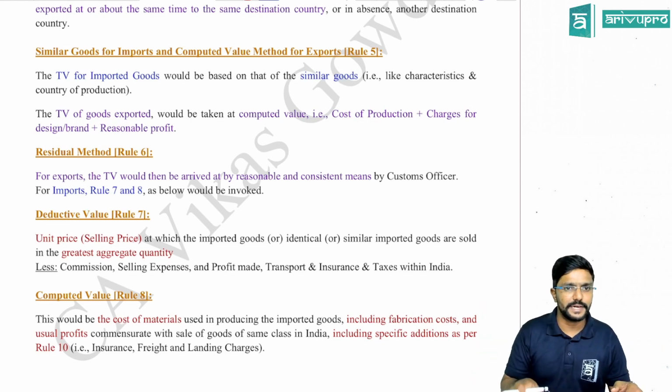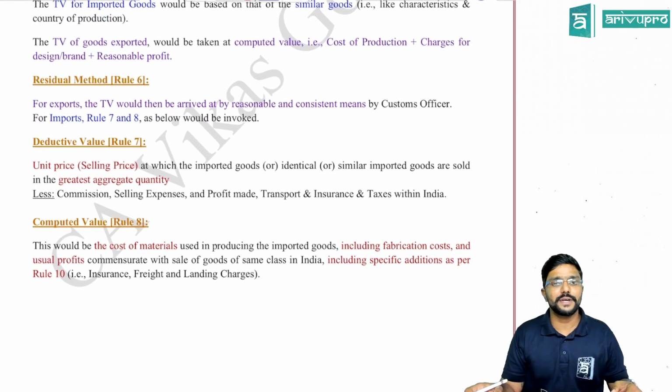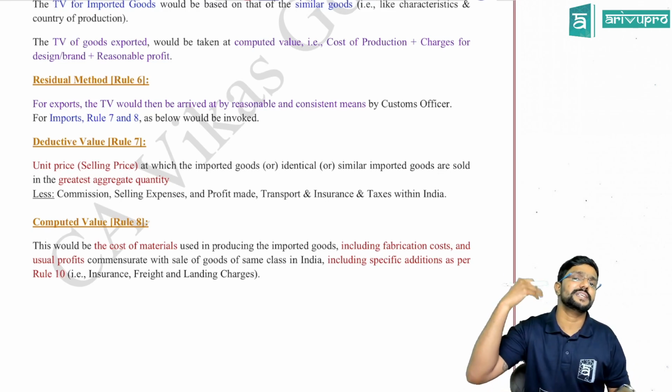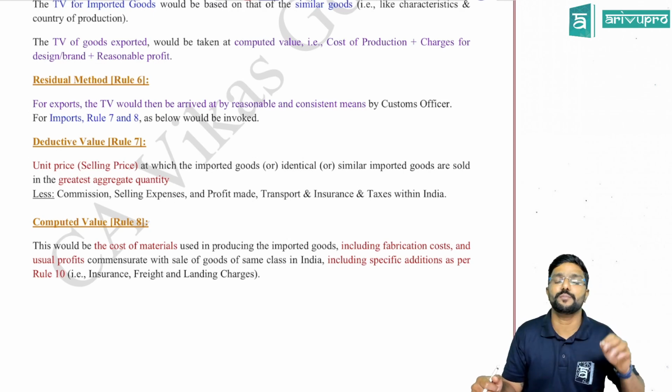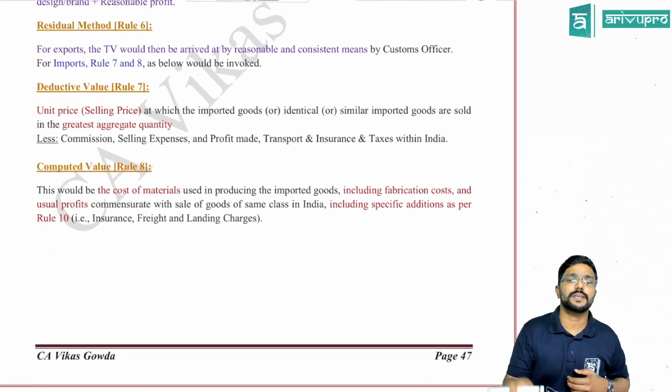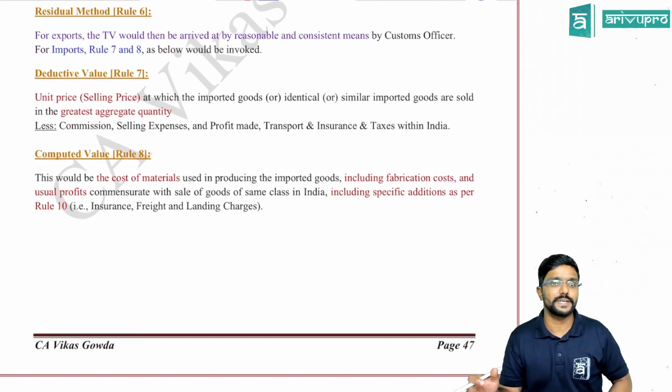So that is nothing but my selling price. We will take that. Residual method, rule 6. This is applicable only for exported goods. The transaction value would be arrived at by reasonable and consistent means, which will be decided by the customs officer. Whereas rule 6 is not applicable for imported goods. Rules 7 and 8 are applicable for imported goods only.